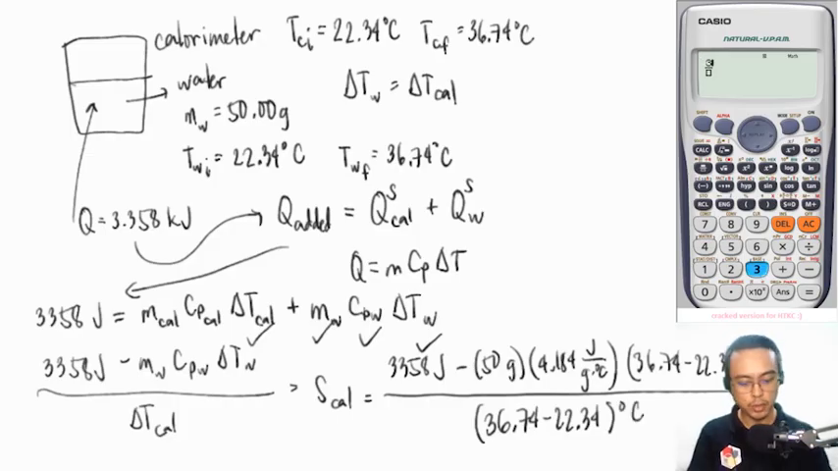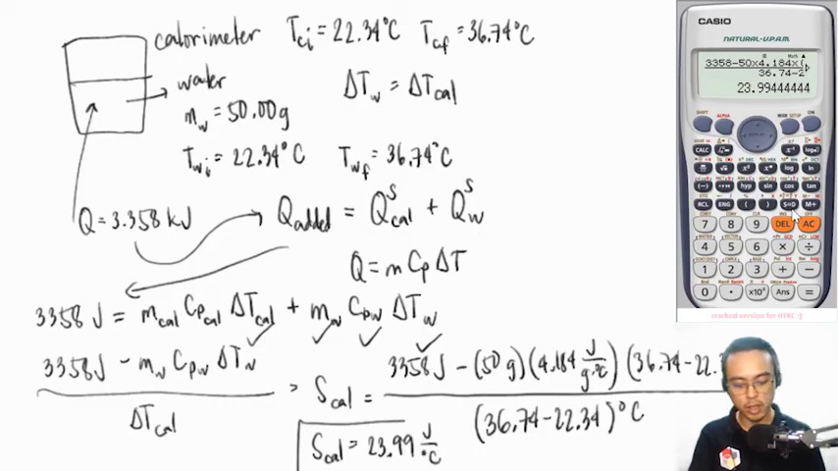Let's calculate. 3358 minus 50 times 4.184 times 36.74 minus 22.34 divided by 36.74 minus 22.34. So the heat capacity of our calorimeter is 23.99 joules per degrees Celsius. Final answer. Okay, that is how we solve calorimetry problems. You start with the given, analyze the given, and then construct your energy balance. Okay, that is how we apply the concepts of thermodynamics to calorimetry.